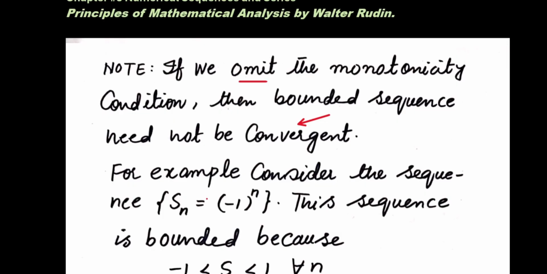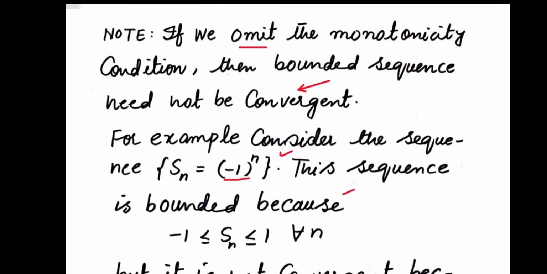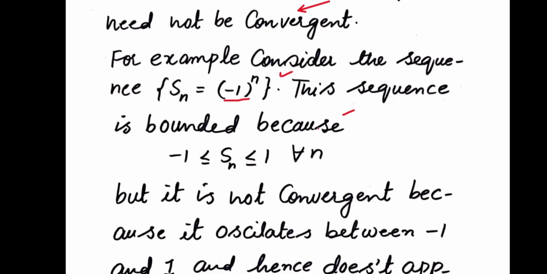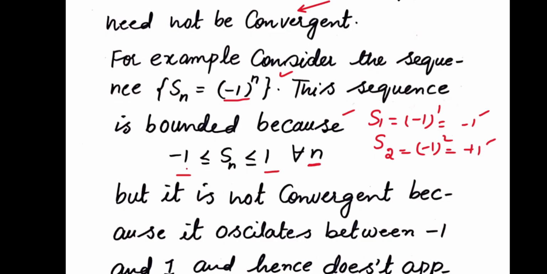For example, consider the sequence Sn given by minus 1 to the power n. This sequence is bounded because it lies between minus 1 and plus 1. For example, its first term is S1 equal to minus 1 to the power 1, which is equal to minus 1. When you put n equal to 2, this gives S2 equal to minus 1 squared, which is equal to plus 1. So all of these terms are either minus 1 or plus 1. So it oscillates between minus 1 and plus 1 for every positive integer n, and its values lie between minus 1 and plus 1.